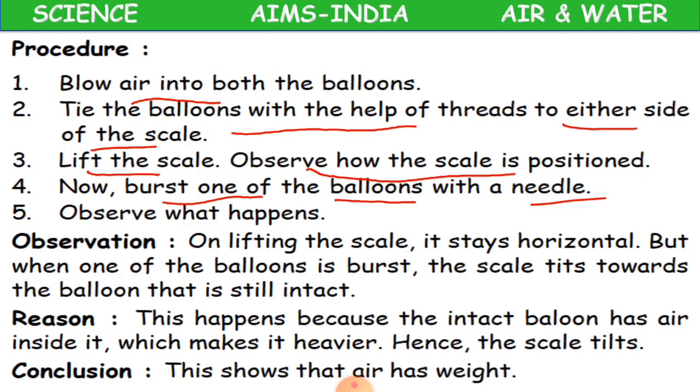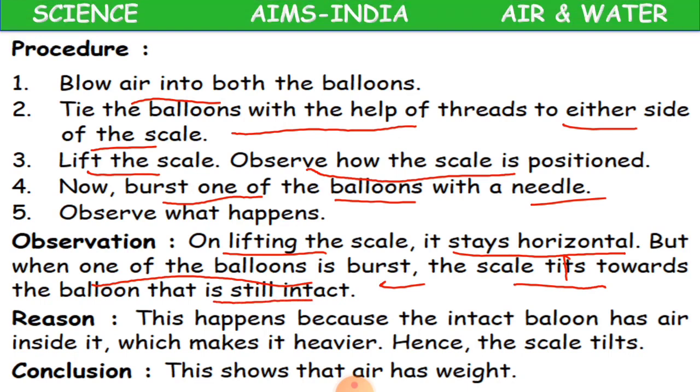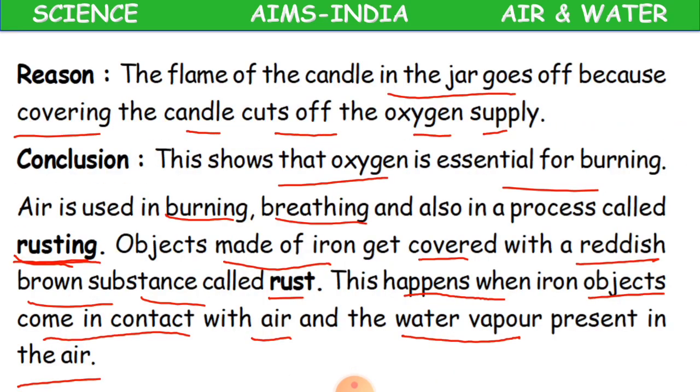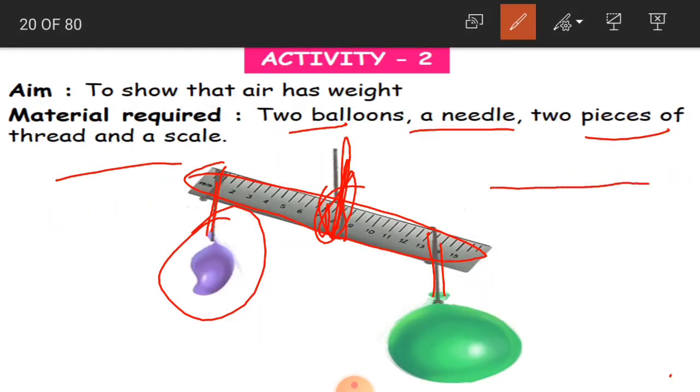So what happens is, on lifting the scale, it stays horizontal, but when one of the balloons is burst, the scale tilts towards the balloon that is still intact. What happens, children, is that first when you place both the balloons with equally filled air, it stays horizontal, like in this shape. Now this is the scale with the balloons. It is in the horizontal position when both are filled.